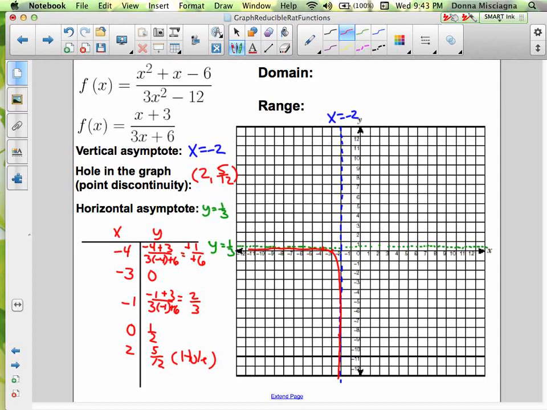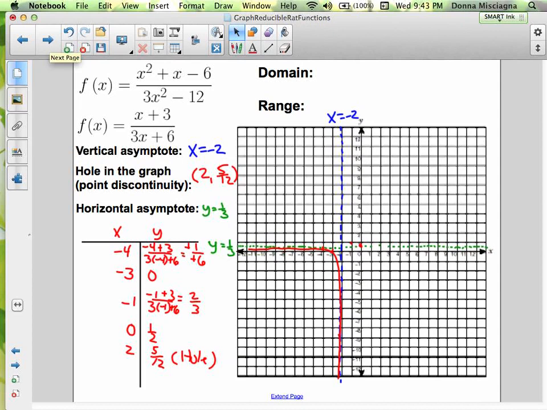We have -1, 2/3. So twice as much. We have 0, 1/2, which now my line is too high, but I did my best. And then we have a hole, which is a little less than 1/2. I'm going to try to bring down this line a little bit. Oops, no, not the graph, not the graph.